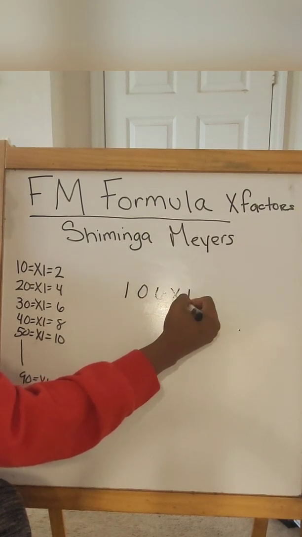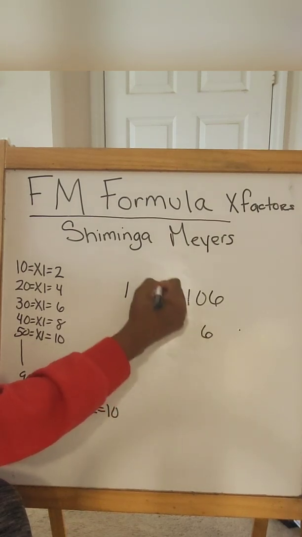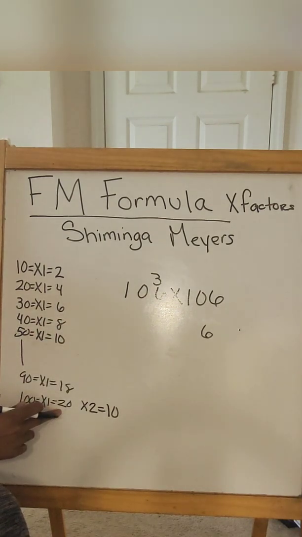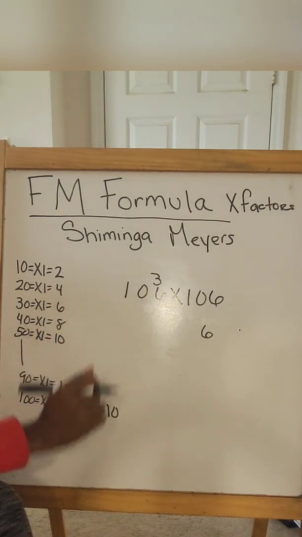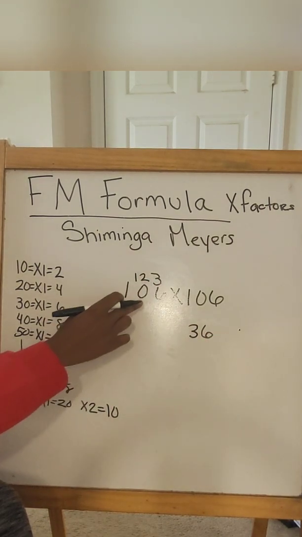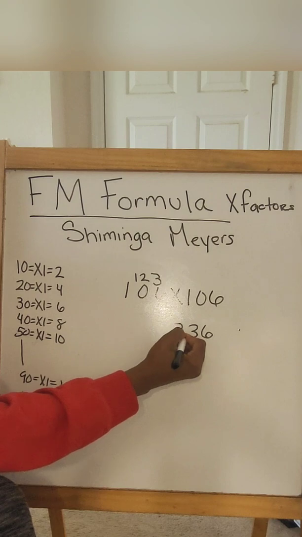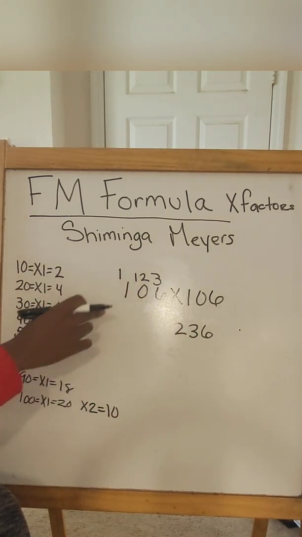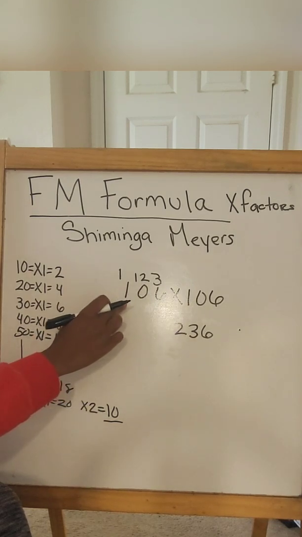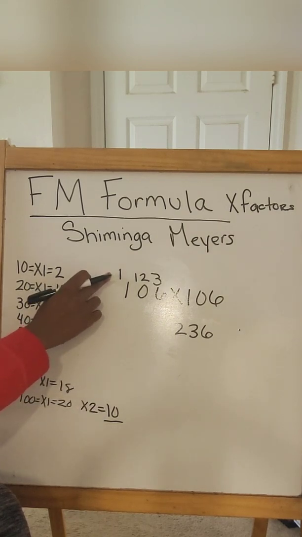106 times 106. We do 6 times 6, which equals 36. Then 6 times our X1 factor of 20, which gives us 120, plus 3 more, 123. So we bring down our 3 and we carry the 1 and 2. Then we multiply 0 times 0, which is 0, and we bring down our 2 and carry our 1. And then we do 1 times 10, our X2 factor. We don't even multiply 1 times 1 anymore. We just say 1 times our X2 factor of 10, which is 10, plus our remainder of 1, which is 11.